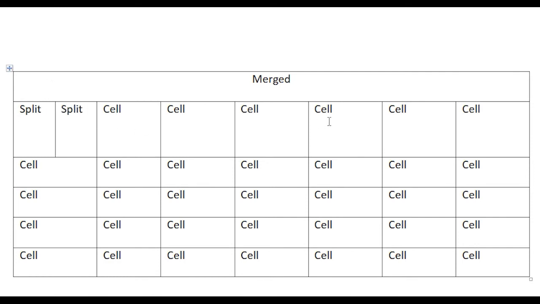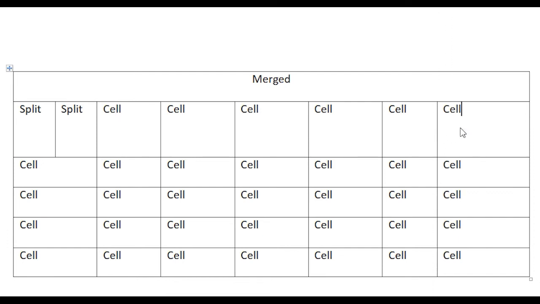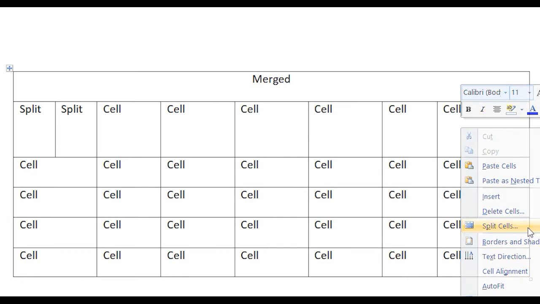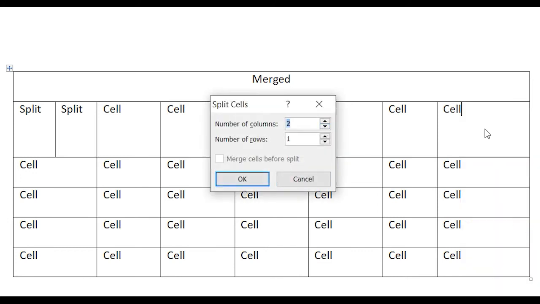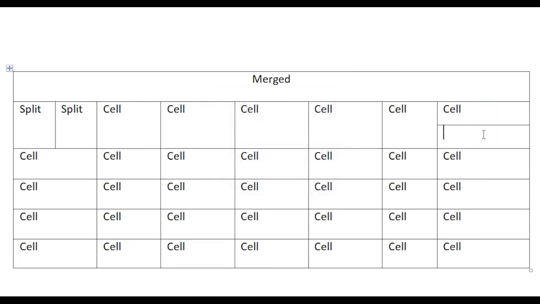The splitting option can also be applied not just vertically, it can also be horizontally. So let's try out that one here, split cells. And for splitting horizontally or making the rows 2, you can make the number of columns as 1 and number of rows as 2. Click OK. As you can see, we have 2 rows under that cell that has been split.